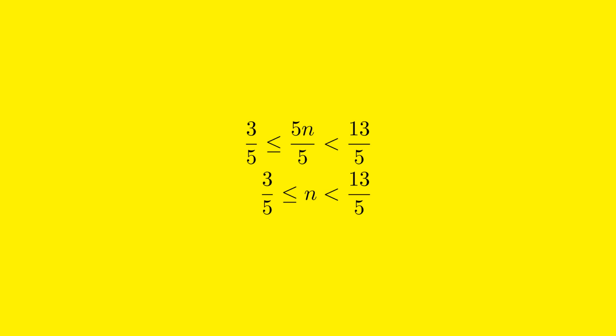To summarize, our final inequality is 3 over 5 is less than or equal to n, which is less than 13 over 5. In inequality notation, it is 3/5 ≤ n < 13/5. And in interval notation, it is the closed interval 3 over 5 to 13 over 5, open interval: [3/5, 13/5).